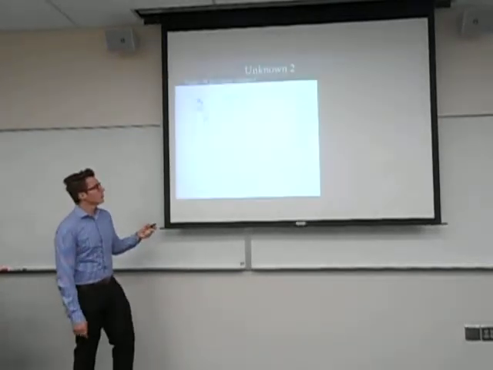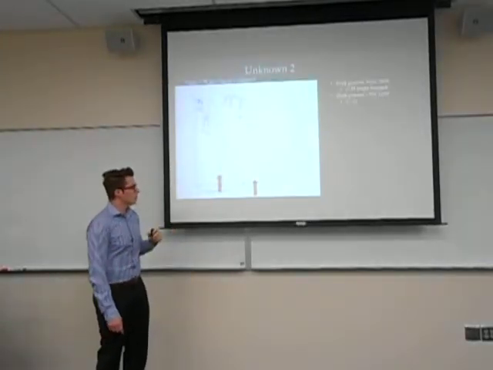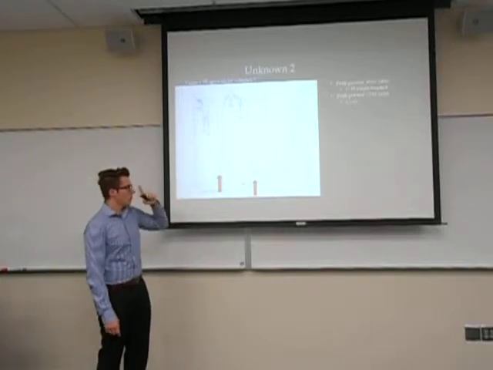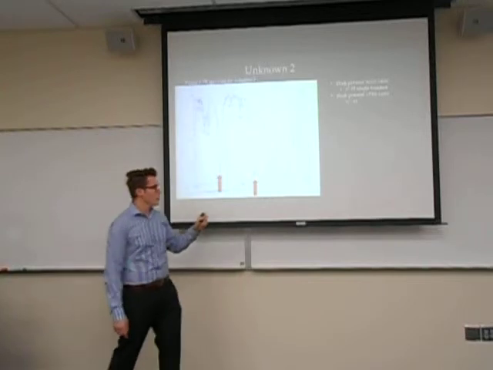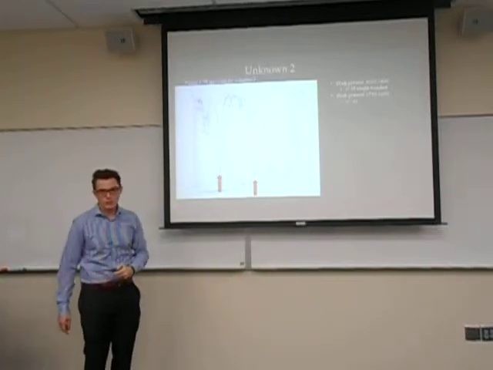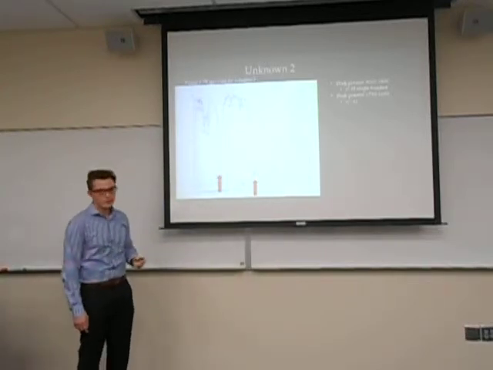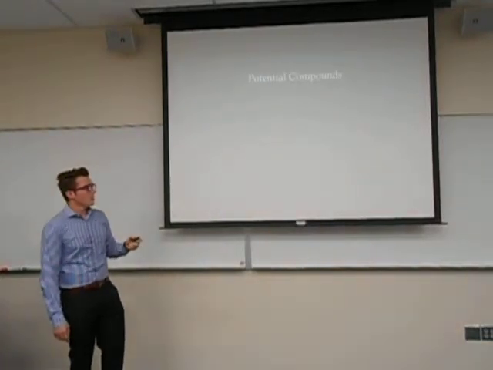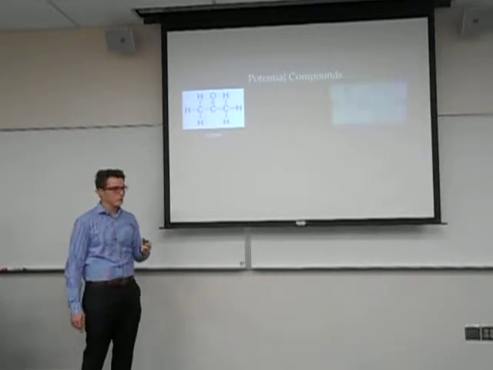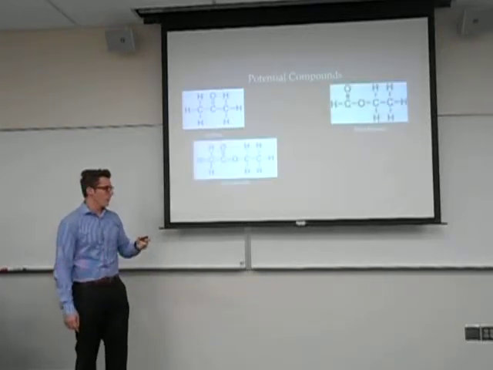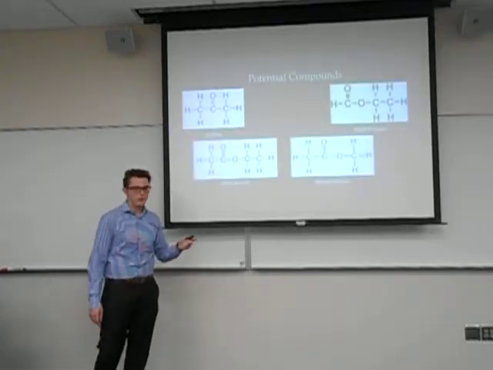The second unknown has peaks present in the 3010 to 2800, which is CH singly bonded. Also has a peak present here in the 750 to 1650 range, which is C double bond O. Again, there are 4 compounds this could potentially be: acetone, ethyl formate, ethyl acetate, and methyl acetate.